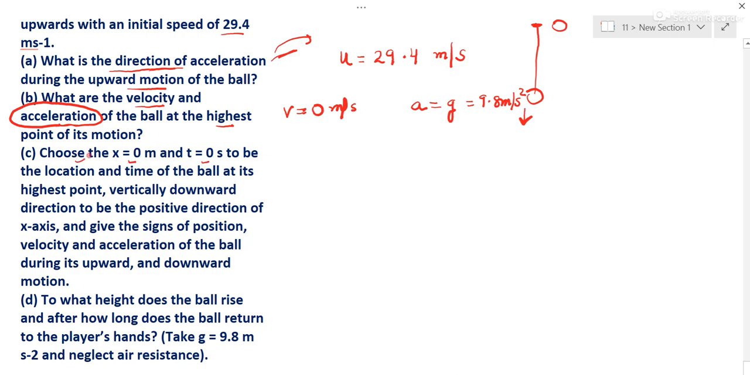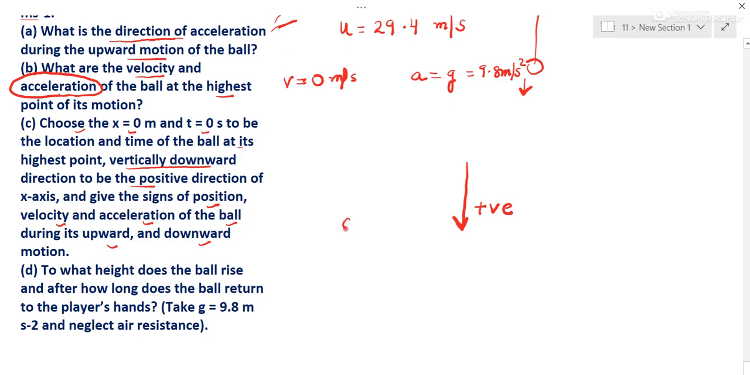Now x is equal to 0, t is equal to 0. They are saying choose the time of the ball at its highest point, vertically downward direction to be positive. Okay, so they are saying take downward direction to be positive. Give the signs of position, velocity, acceleration of the ball during upward and downward motion. So when the ball is going up and when the ball is coming down, we have to tell the signs for these things.